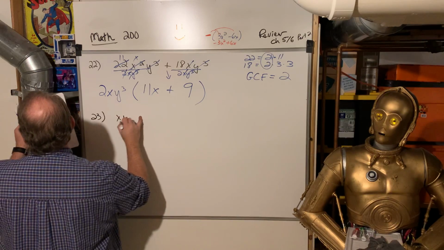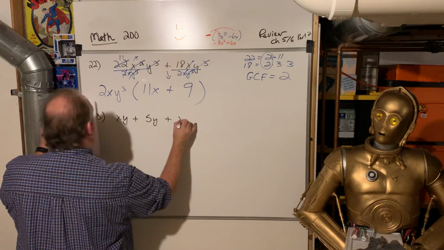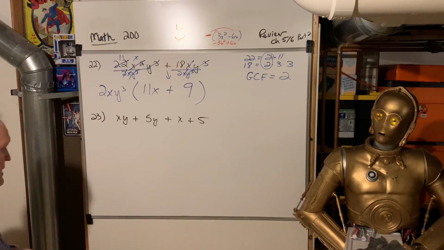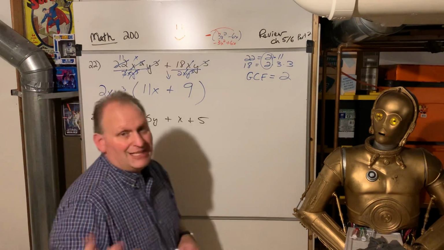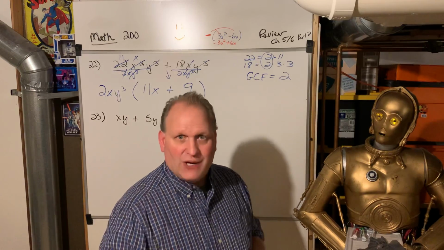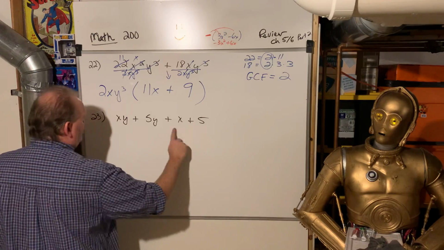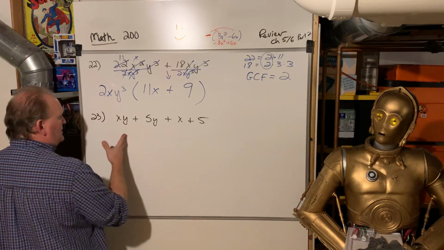Is xy plus 5y plus x plus 5. It's factor by grouping. They tell you to do factor by grouping, which is, again, when we use the AC method, that's how we finish the problem. So this one is a little tough, though. You wouldn't think it because these look like pretty easy numbers.